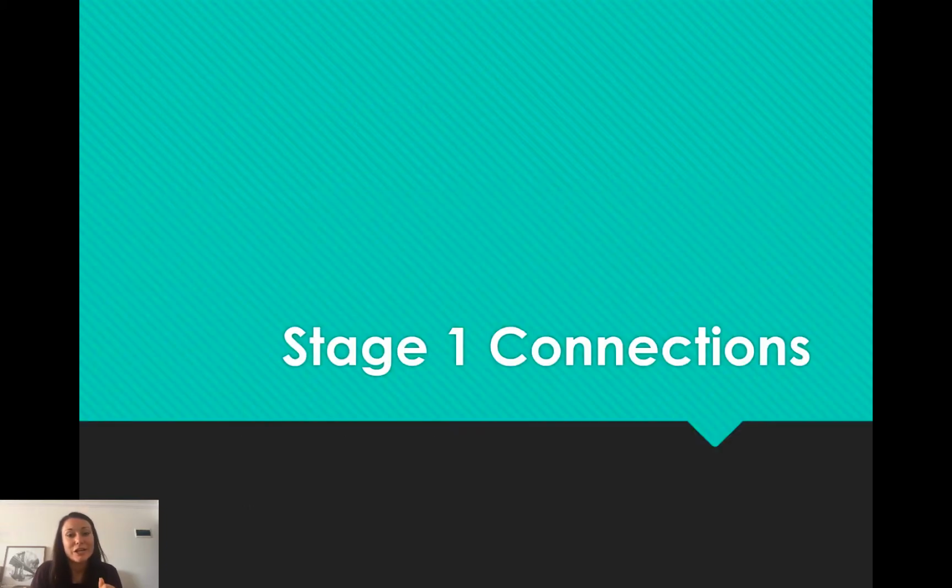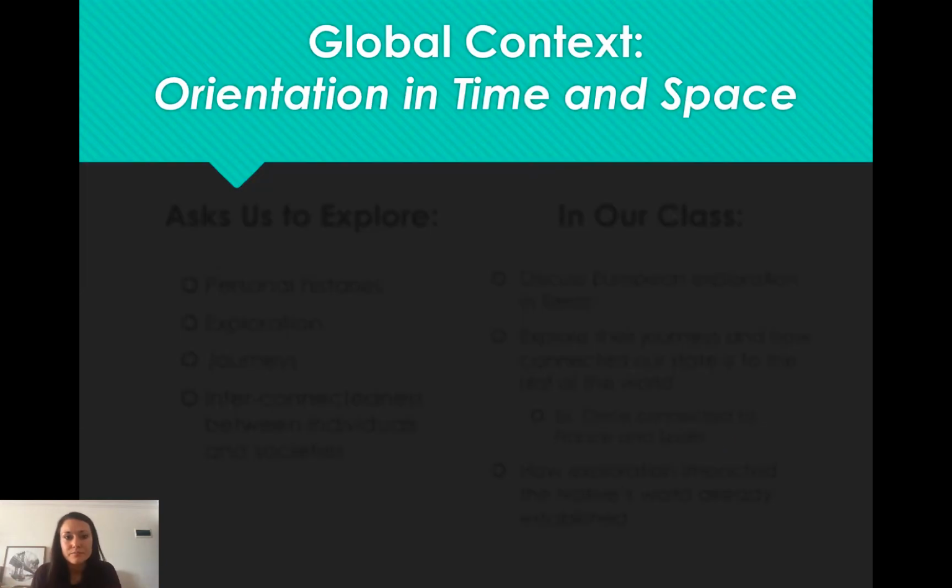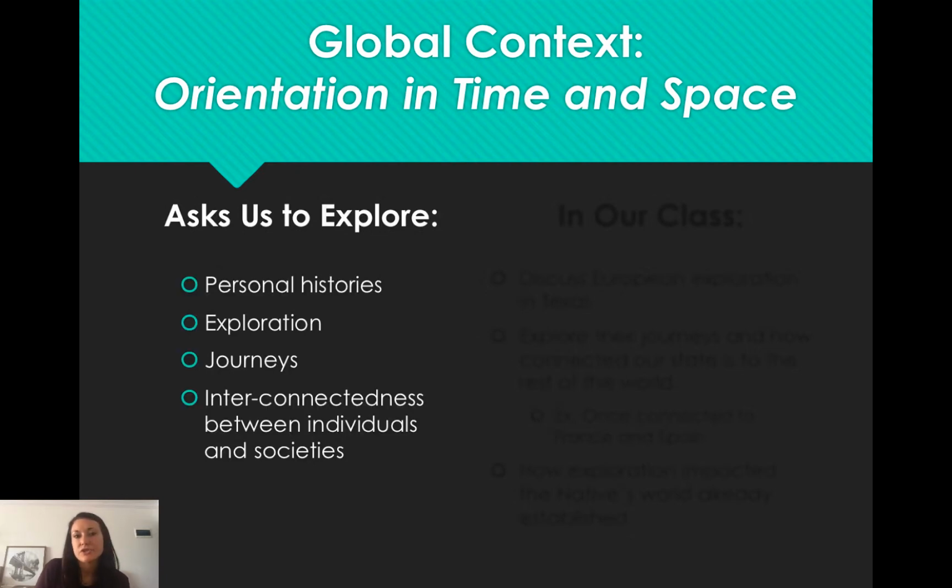Now, we are going to go over stage 1, which is the big picture ideas. These are the big ideas that we're trying to get students to grapple with. And ultimately, if we're backwards planning, we want all of our day-to-day experiences and all the content that we're going through day-to-day to be able to tie back to these big ideas. So the global context for this unit is orientation in time and space. Now, when IB defines orientation in time and space, they're asking us to explore personal histories, exploration, journeys, the interconnectedness between individuals and societies.